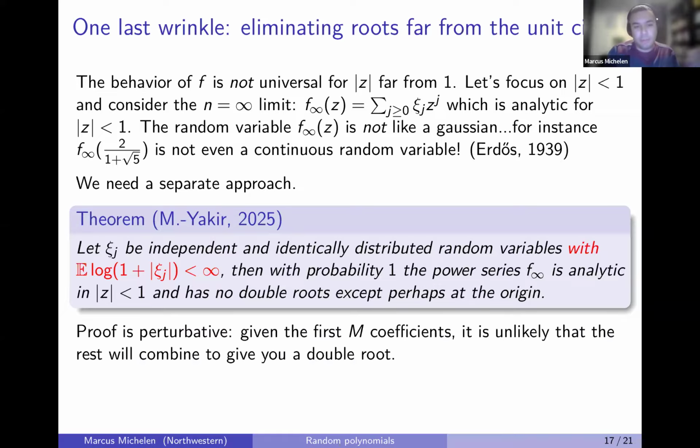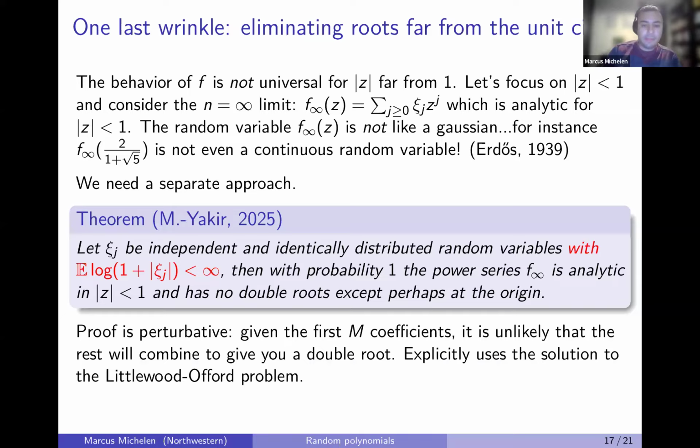So this is a separate perturbative proof where you take the first m coefficients, and it's unlikely that the rest of the polynomial will combine to give you a double root. And that's exactly using the solution to the Littlewood-Offord problem in this very generic sense. Okay, so with these last bits all in place, I want to recap the strategy we had, and then we're going to move on to open problems.